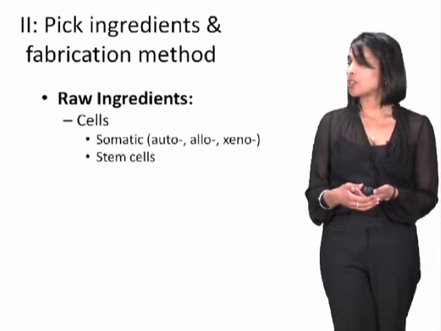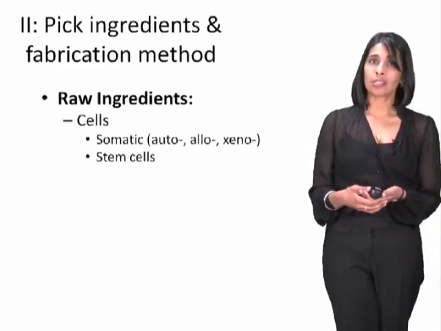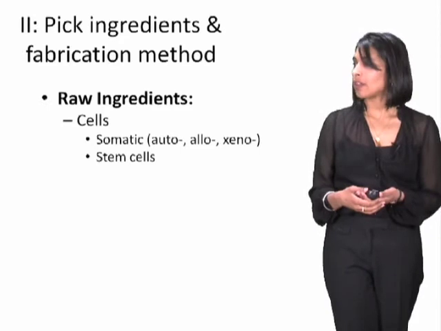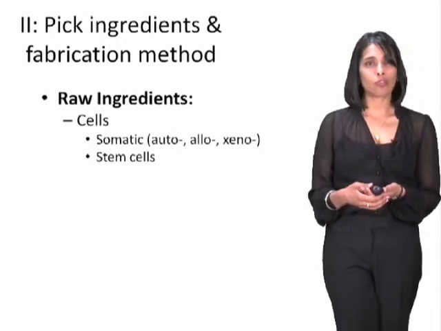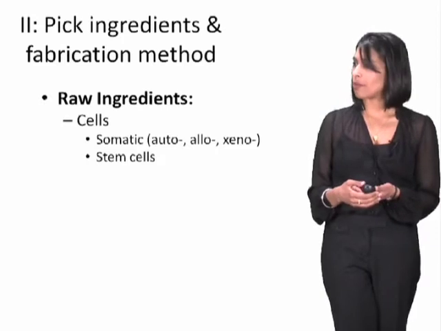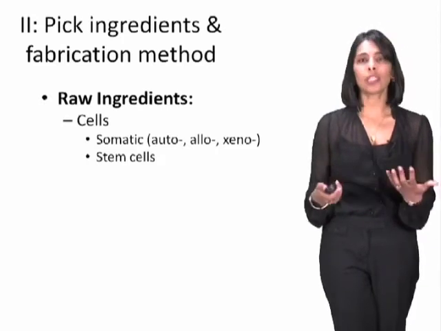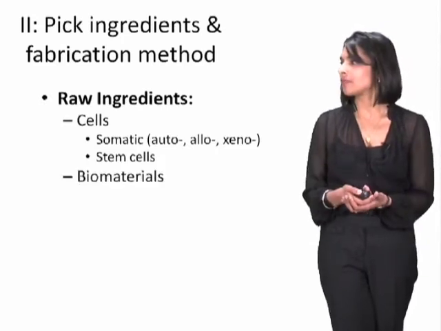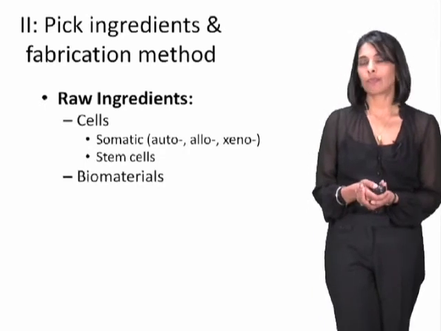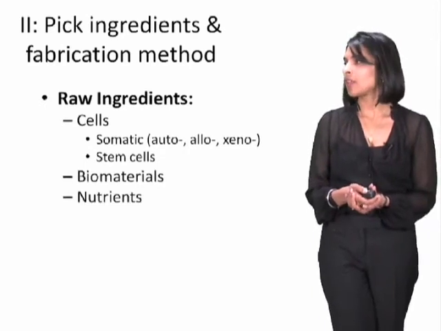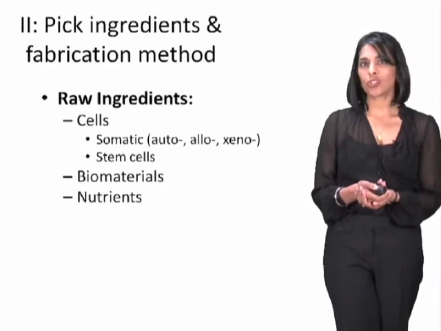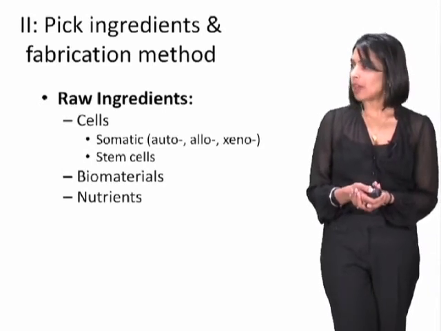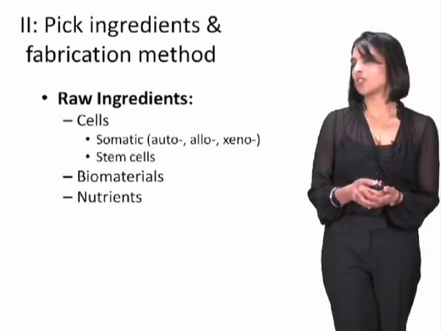Another source of cells, which is becoming more and more exciting, is stem cells. One can think about using both adult stem cells or pluripotent stem cells that have been derived from various methods that I'll describe in a moment. So one certainly needs raw ingredients of cells. The other thing one needs is biomaterials. And finally, one needs to culture these together in a way that the cells have sufficient nutrients to remodel those biomaterials and create a tissue.